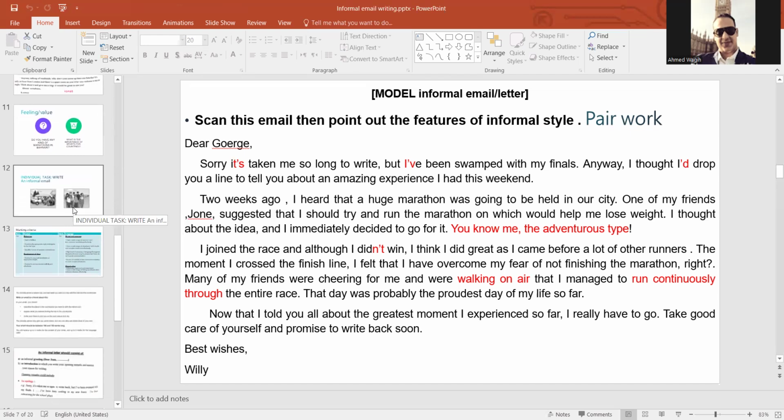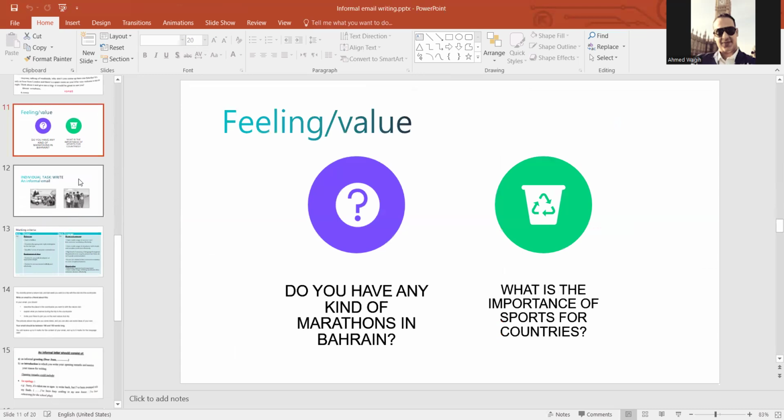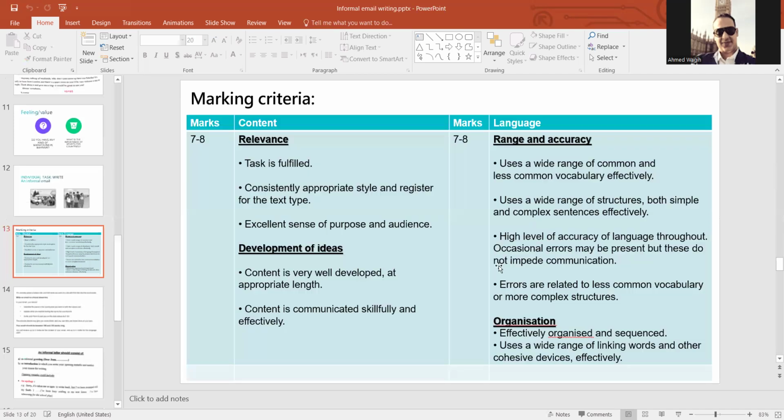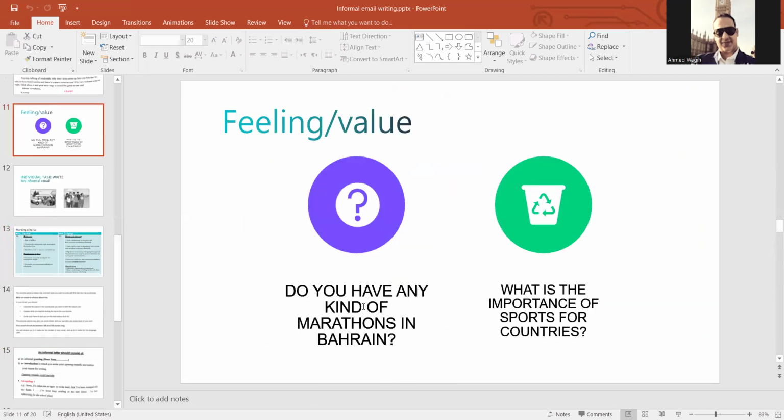Let's have a look at a model, how this question comes in the exam. But before I show you the question, I will ask you two related questions to the task that I'm going to show you. Do you have any kind of marathons in Bahrain? What types of marathons? I saw marathons, by the way, in Bahrain, especially Friday mornings, on the highway to Manama. I wish I could have participated, but I didn't book for it.